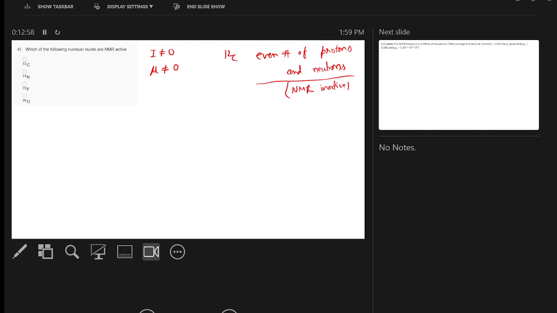So the first case, C12, and the atomic number of carbon is 6. So the number of protons will be 6. The number of neutrons will be atomic mass minus atomic number, which is 6. Both are even, you can see. So this will be NMR inactive. Similarly, this will be NMR inactive. So both of these will be NMR active.